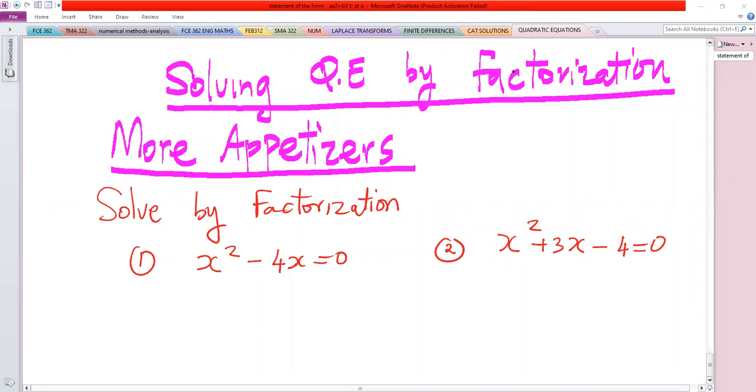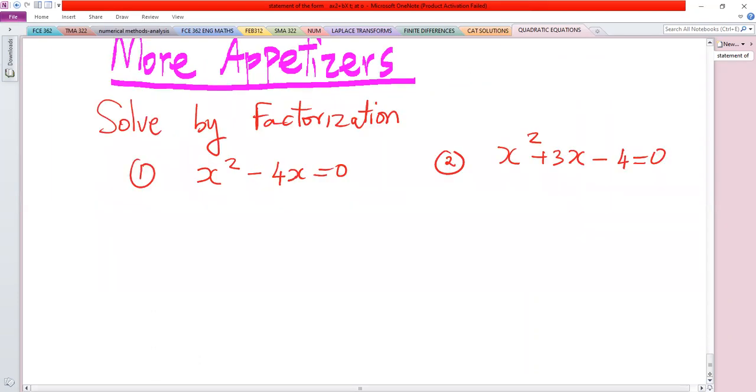So let's continue the solution of quadratic equations by factorization method. So we have x squared minus 4x equals to 0. Because this quadratic has only two terms, then we don't have to struggle with product and sum. We just consider the GCD of these two terms.